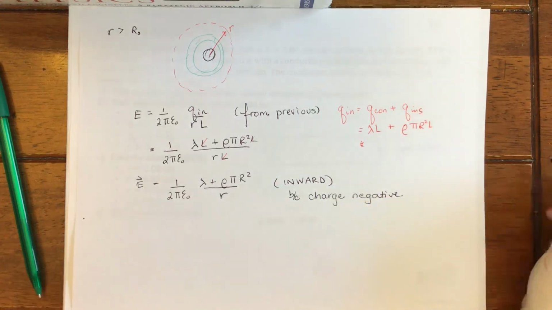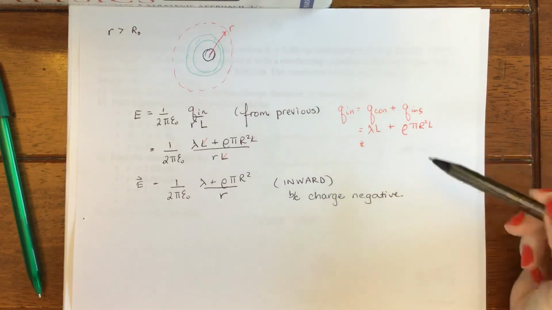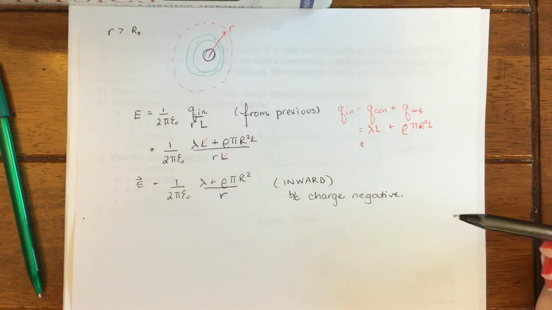Okay, now to finish up this problem, we want to actually calculate the electric field at some different spots, and then we'll draw a graph of the electric field. So we'll do that in the next part.